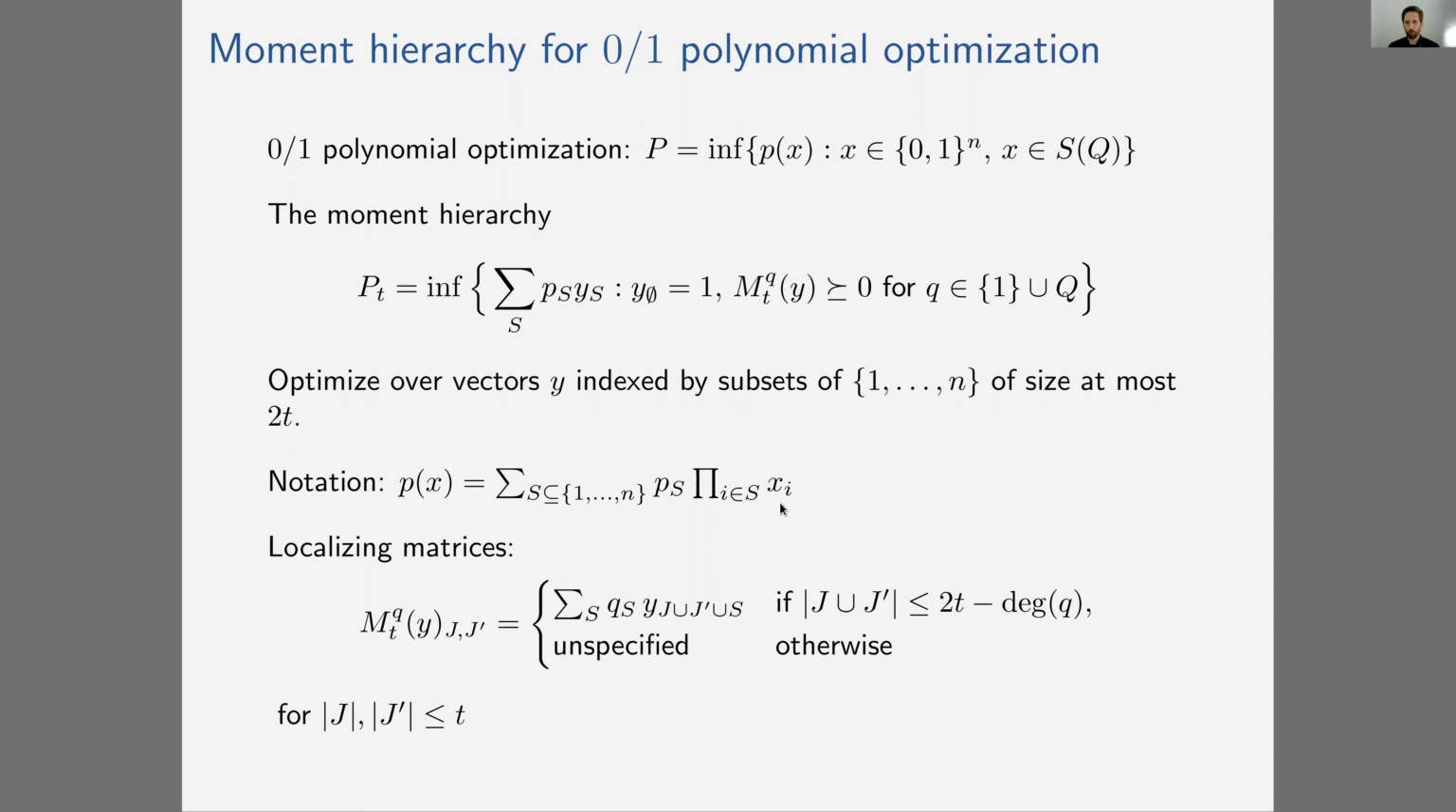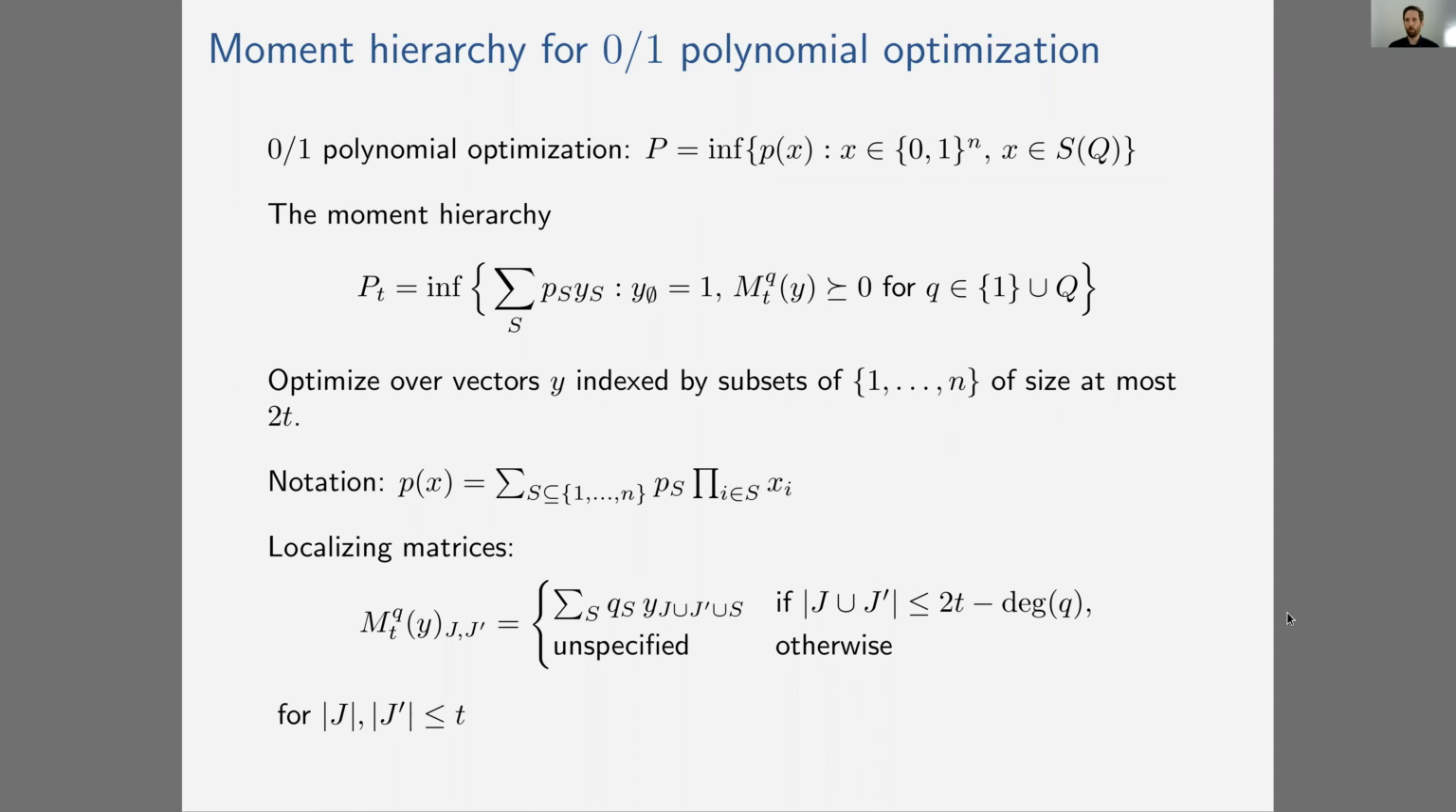Again, just to repeat, these are the localizing matrices. This looks a little bit complicated, but the thing you should focus on is this localizing matrix. If I take the entry on the jth row and the j prime column, it's this sum. You can see this as a sum where the coefficients depend on the polynomial q sub s, and then we sum y subscript j union j prime union s. That's the only thing you need to consider here.